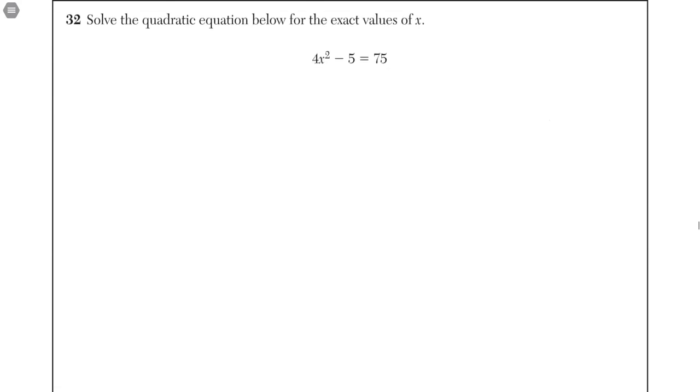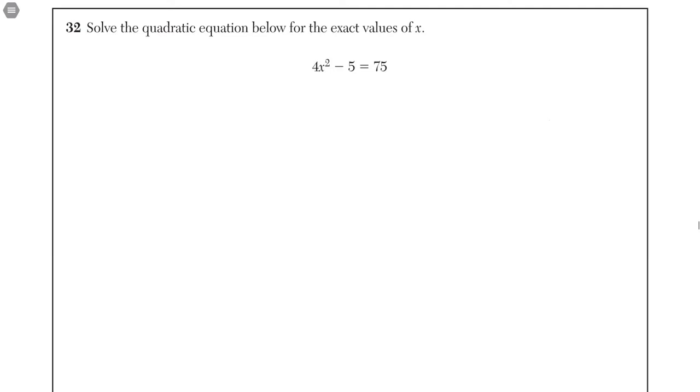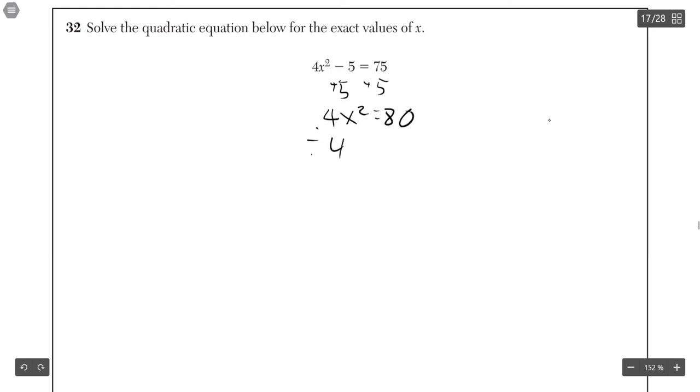Okay, so over here they don't say that we need to solve algebraically, so we can actually do it by graphing and finding the points of intersection first. But this is not hard to do algebraically anyway, so I'm just going to do it really quickly first, and then we'll do the other way, graphing. Add 5 to each side, we get 4x squared equals 80. Divide each side by 4. We get x squared equals 20.